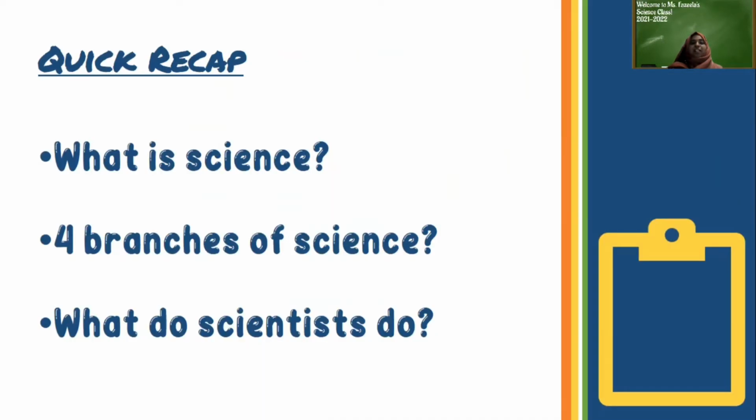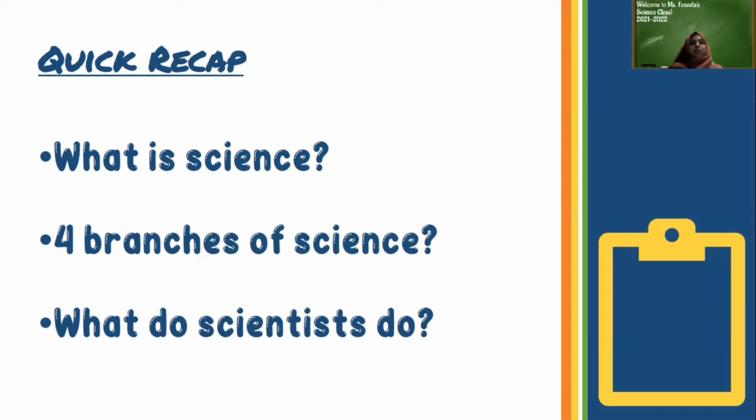So, yesterday we already learned what is science, the four branches of science, and what scientists do, right? So, let's take a quick recap. What is science? Science is the way of understanding the world around us, or it is the study of the world around us and everything in it, right? Now, what were the four branches of science? Do you remember? Yes, biology, physics, chemistry, and geology.